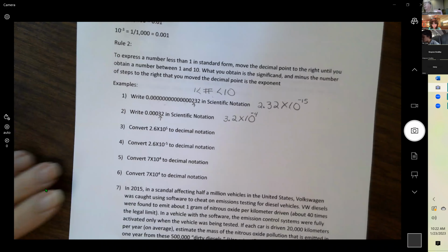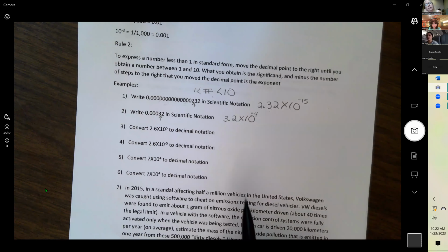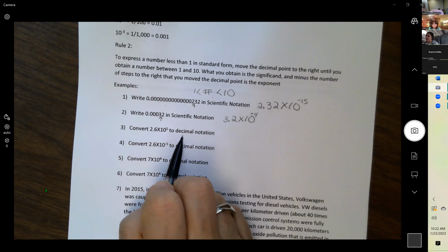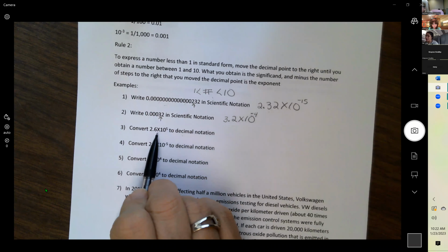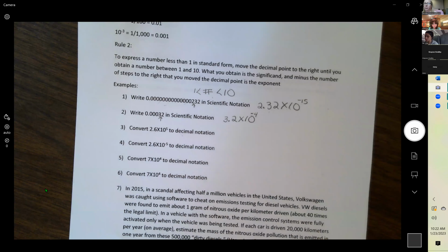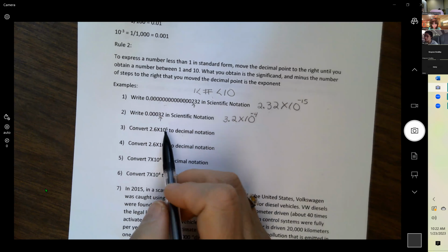Now these ones are going the opposite direction. They're going to decimal notation. So for decimal notation, you want to do the opposite. You're multiplying these. Now, in a lot of cases, if you plug them into your calculator, it's going to give you scientific notation depending on how large it is. But just remember, we're going the opposite.